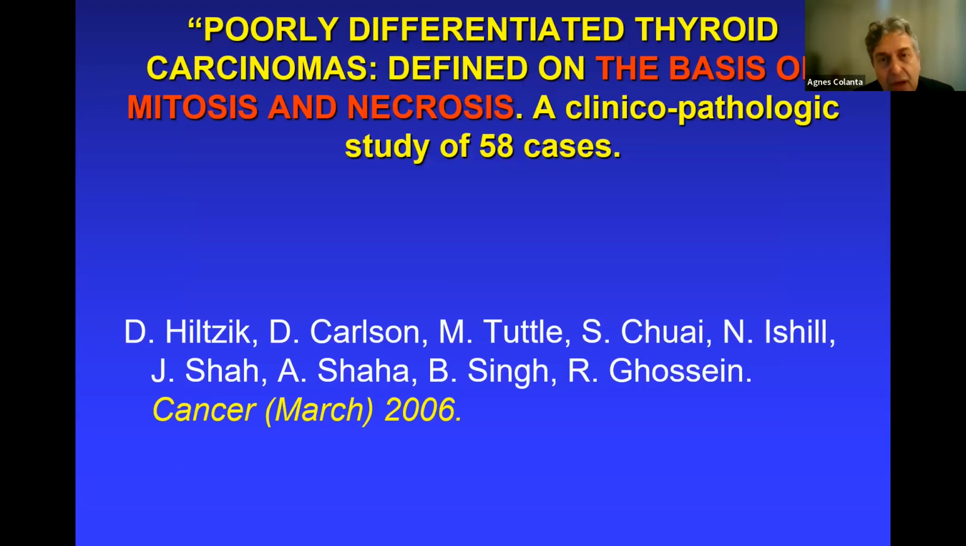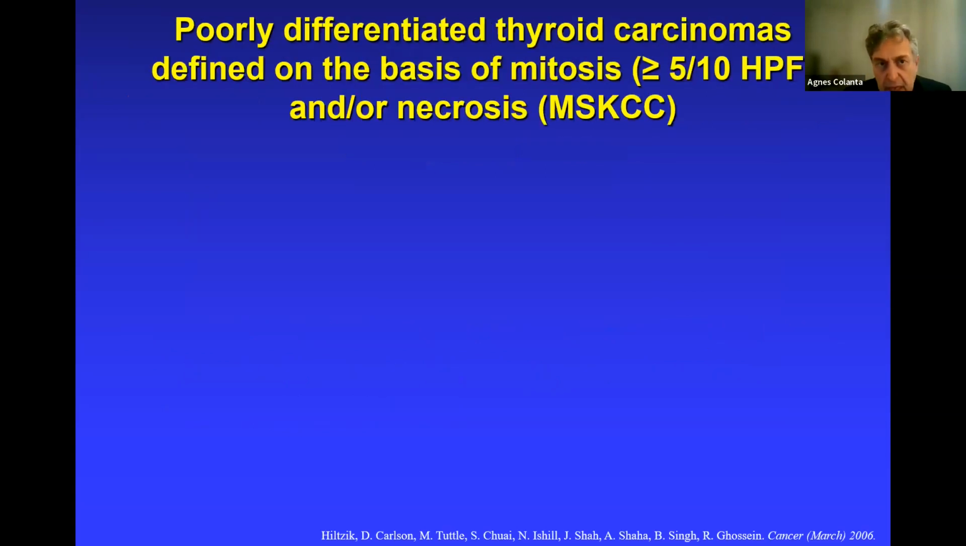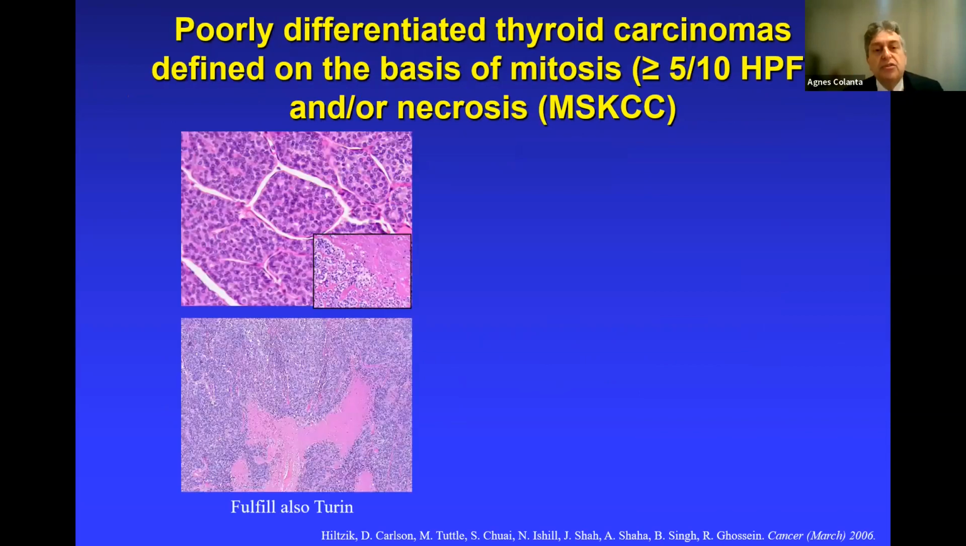So, however, there was an opposite view, and I had this idea in 2006, say, why don't we define them on the basis of mitosis and necrosis, irrespective of growth patterns? So basically, the opposite concept. And when you look at these cases defined solely on the basis of mitosis, I took 5 mitoses per 10 high-power fields and/or tumor necrosis, you can see that you have cases like the one on the left, where they have a solid or nested growth pattern, and they contain necrosis.